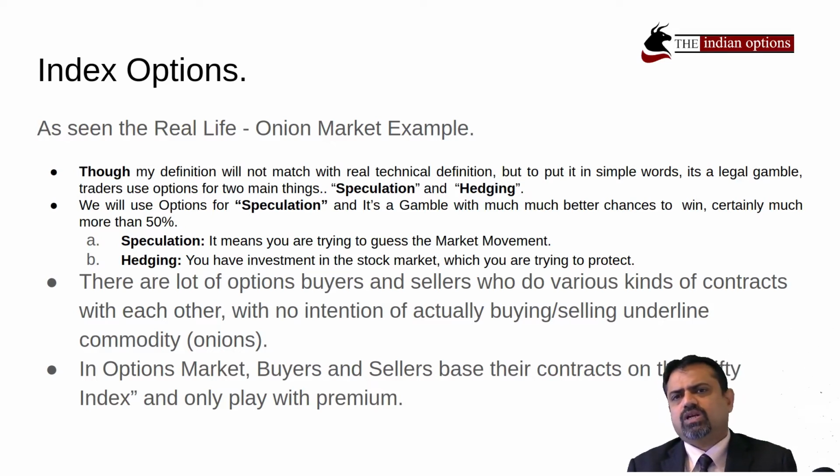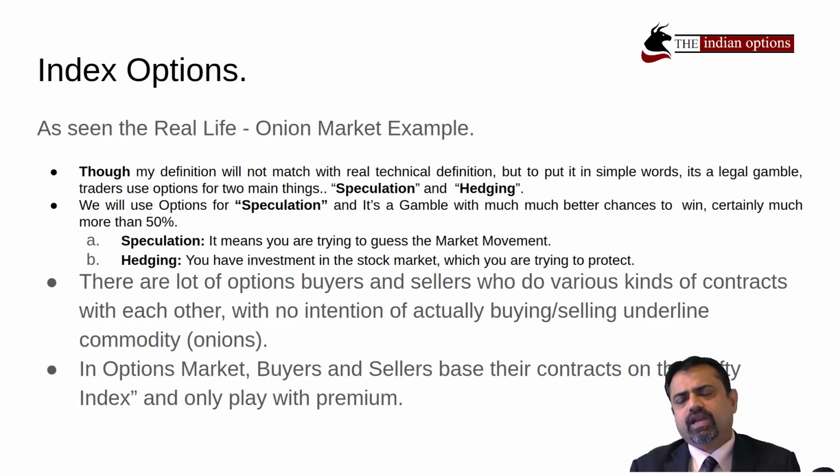I'm not going to quote any textbook definition of options. You can find it anywhere on the internet, so don't worry. But from my understanding, options are used for only two things: one is hedging and the other is speculation. Now what is hedging and speculation?